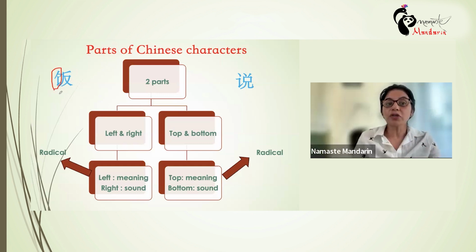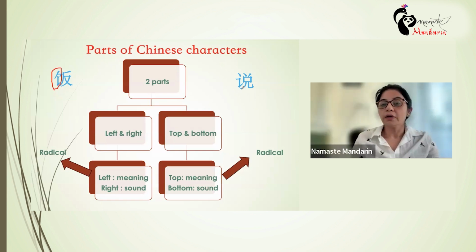And this is actually the character for fun, which some of you have learned, some of you have still not learned, but fun means rice, or mee fun, or chow fun. So this is the word for fun. Here you can see we have this food radical.